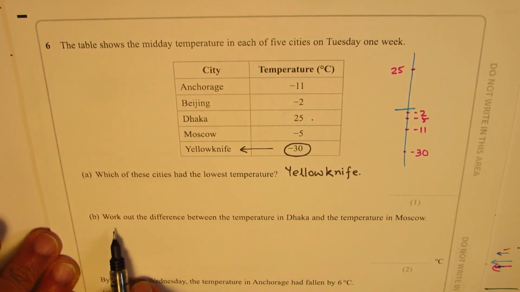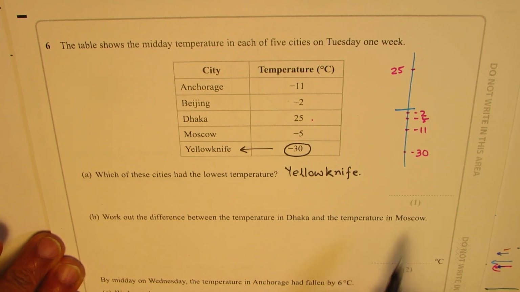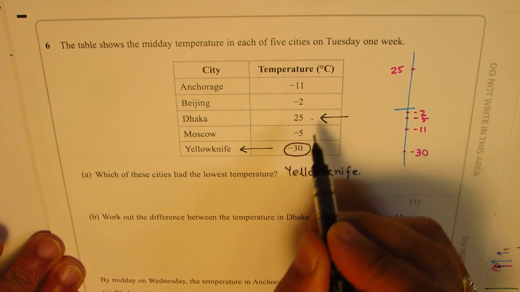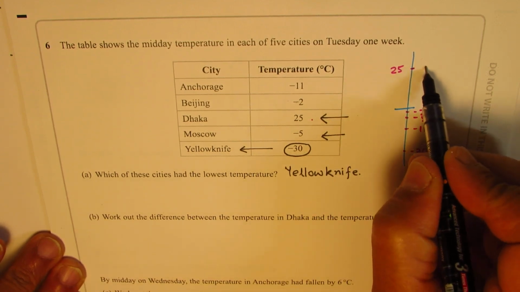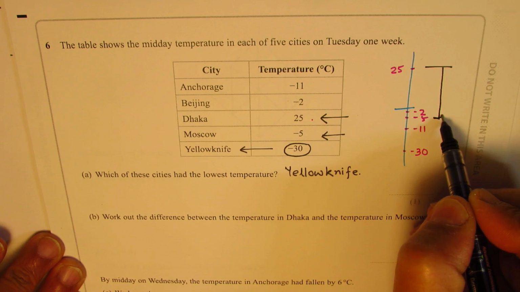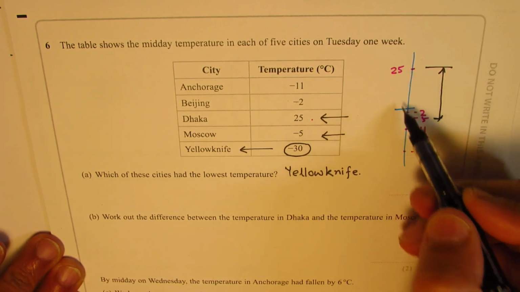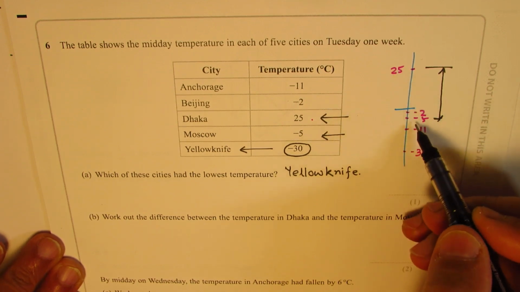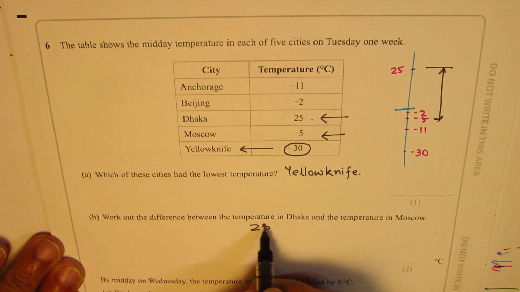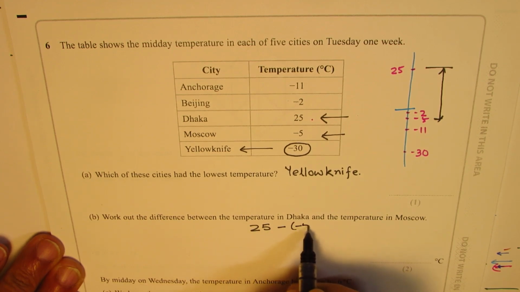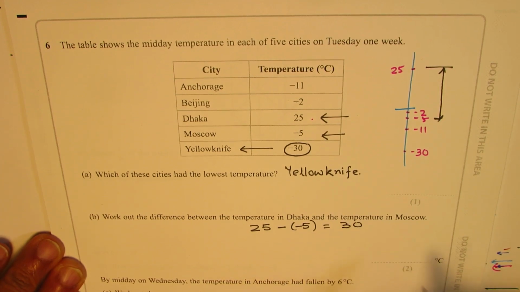Part B is, work out the difference between the temperature in Dhaka and the temperature in Moscow. So we want to relate these two, temperature in Dhaka and in Moscow. So the difference between this 5 and 25 and minus 5, right? So it is, you can see, more than 25, right? So the temperature will be 25 in Dhaka, take away negative 5, right? So the difference becomes 30 degrees.